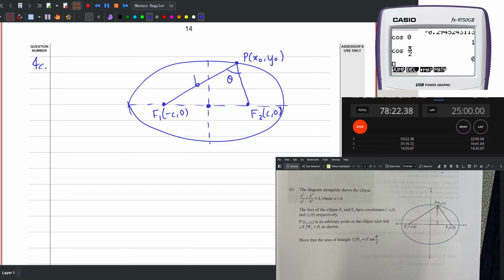Let's see. Oh, there we go. Okay, so B squared equals A squared minus C squared, apparently, according to the formula sheet. So that's nice to know. So that means c squared equals a squared minus b squared.